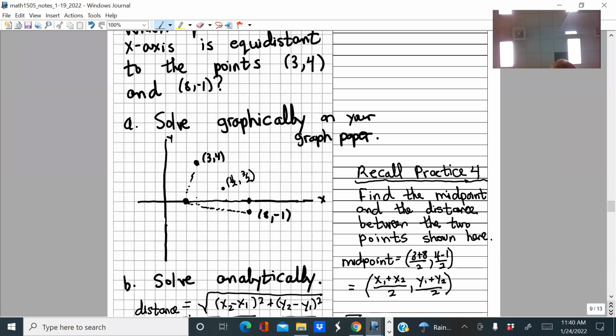3.5. Oh, yeah, right there. Okay, so that was Hannah's estimate for the solution to this problem. 3.5 and 0, right? It's got to be 0 on the y-axis, right? So Hannah thinks this distance and this distance should be the same. But Hannah, we can check that, right?